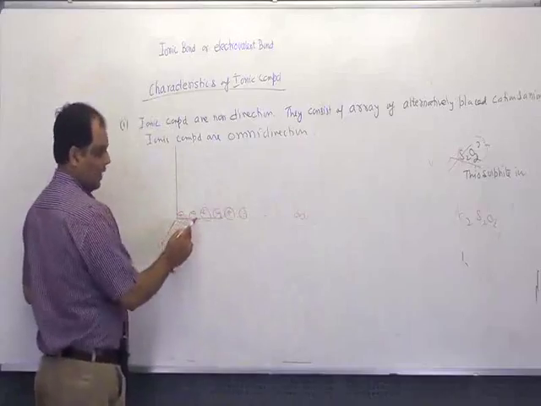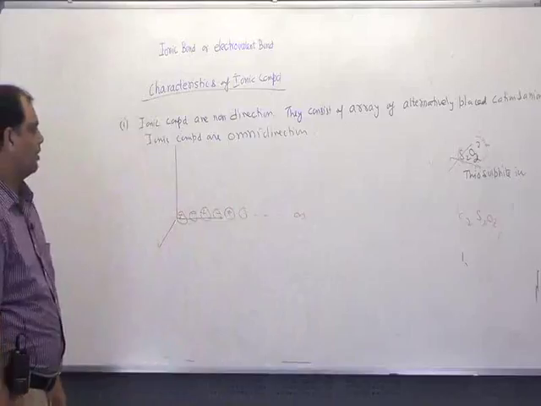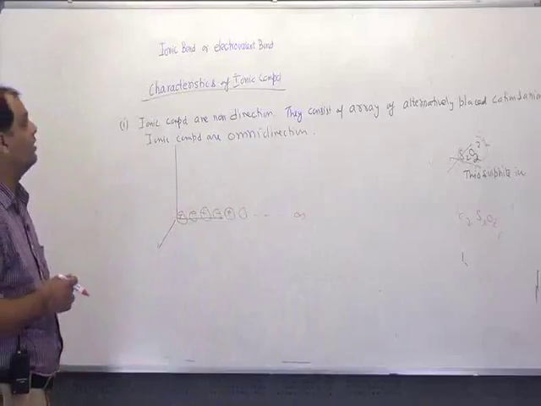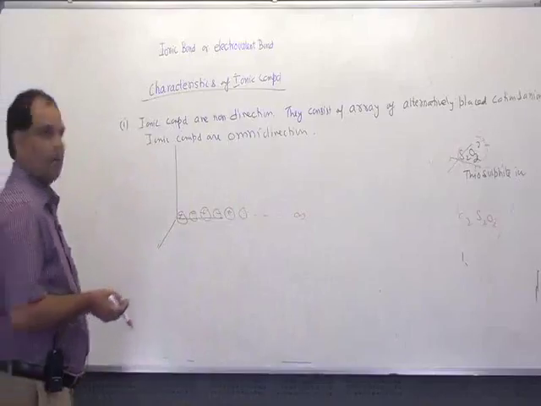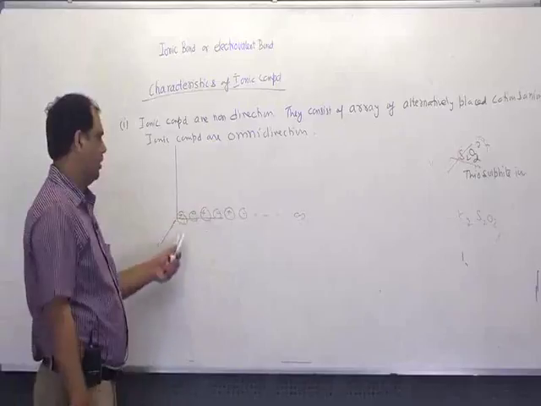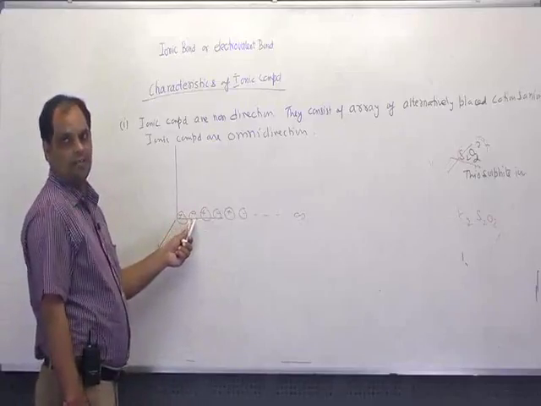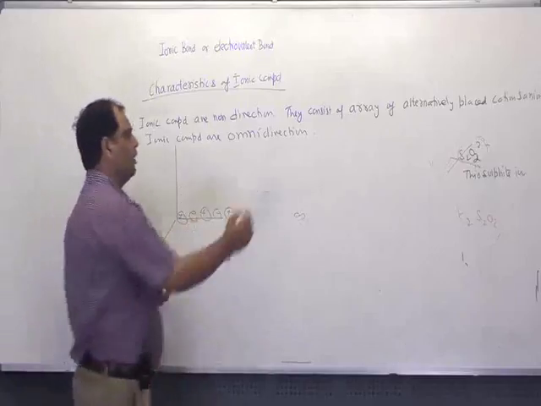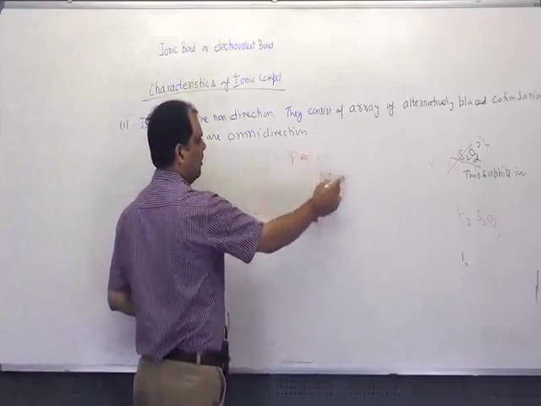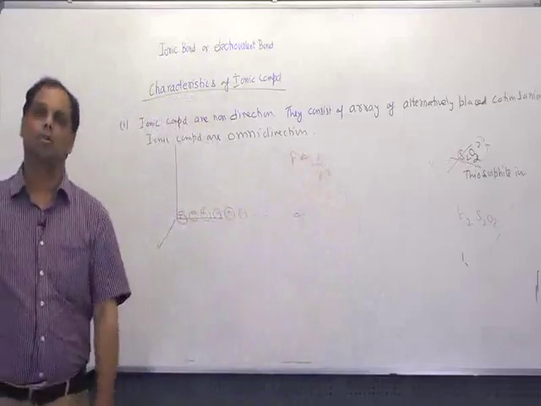Closest neighbor of cation is anion and closest neighbor of anion is cation. A cation cannot have another cation as its closest neighbor because it will increase the repulsive force, and we know that in ionic compound attractive force is more than repulsive force because cation has closest neighbor anion. Okay, and we know that the Coulomb formula is inversely proportional to R square.